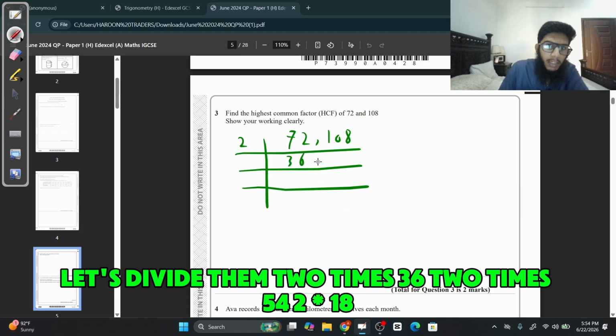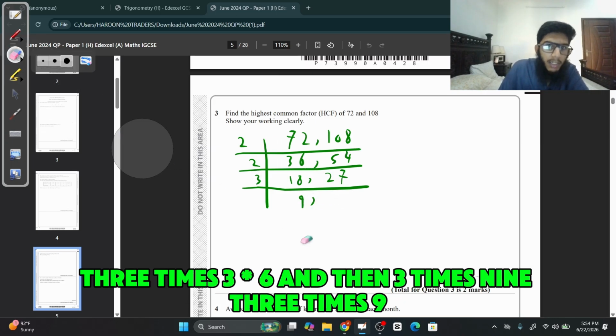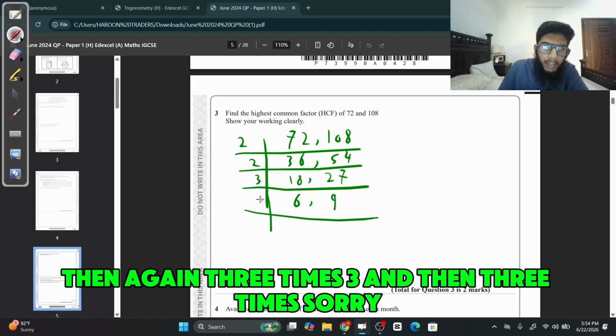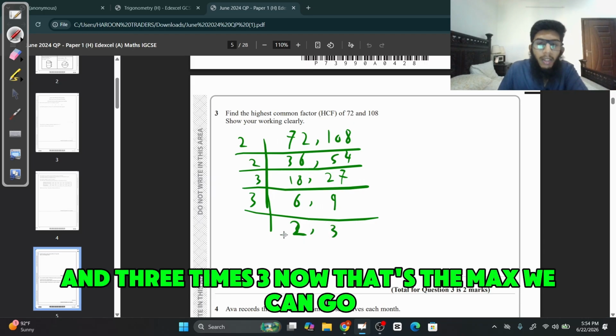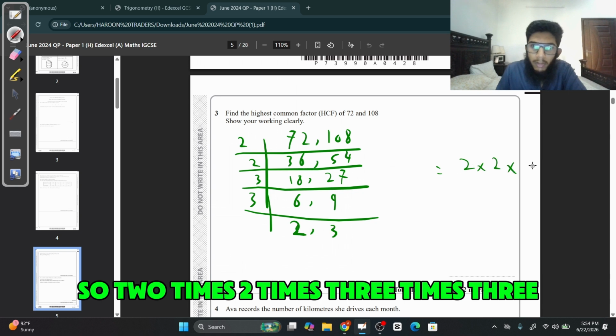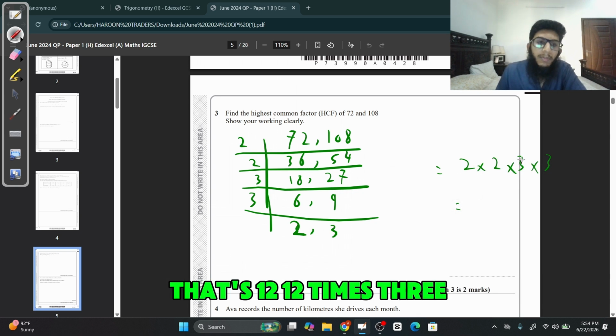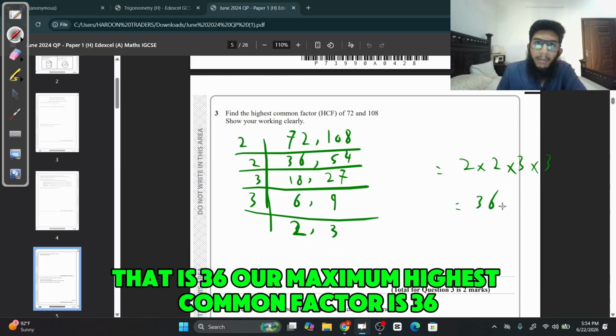2 times 36, 2 times 54, 2 times 18, 2 times 27, then 3 times 9, 3 times 6, then 3 times 3, and 3 times 2 and 3 times 3. Now that's the max we can go, so we multiply all of these numbers. 2 times 2 times 3 times 3, that's 4 times 3, which is 12. 12 times 3 is 36. So our highest common factor is 36.